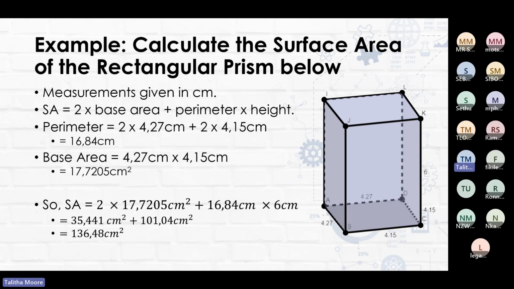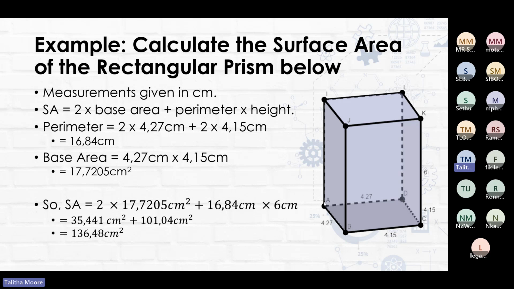So here's an example. Calculate the surface area of the rectangular prism below. Our measurements are given in centimeters. So here, what we've got is 4.27 and 4.15. So this is our base, which is a rectangle, and our height here is 6 centimeters. So the perimeter is 2 times 4.27, and the base is 4.15 across. I've actually written these units in the wrong place. So we've got 16.84 as the perimeter around the base.